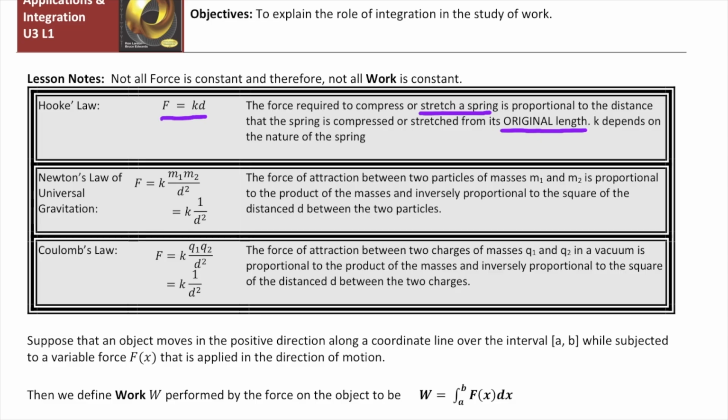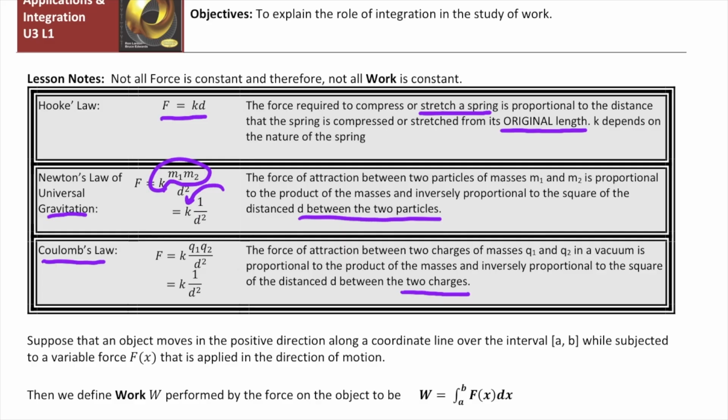Then we have Newton's law of universal gravitation. So if we have two masses, the force is proportional to your two masses, but it's inversely proportional to the square of the distance between your two particles or masses. But we're going to take these three constants, put them together, and just call them one constant, since this is calculus. And if we take a look, Coulomb's law is doing the same thing, except we've got two charges instead of two planets.